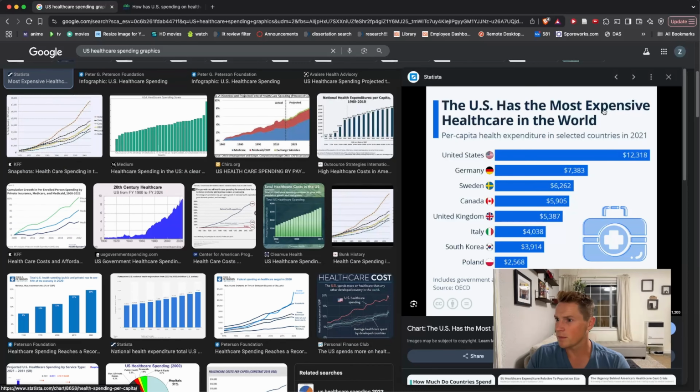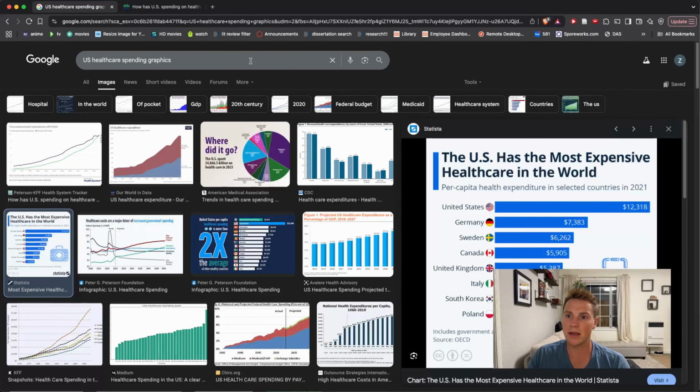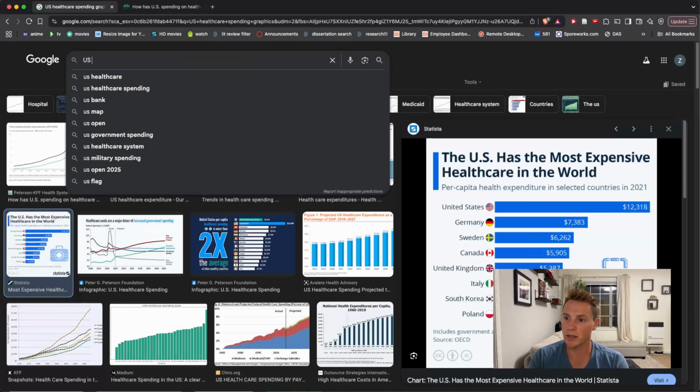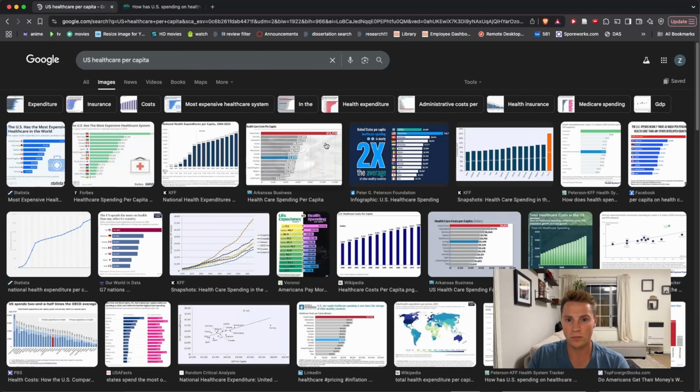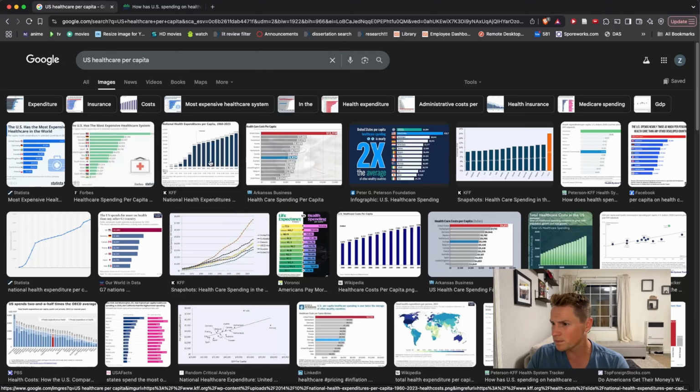This is the U.S. healthcare per capita compared to other countries, and it's only 2021, so we can look up probably 2023. So, U.S. healthcare per capita. Okay, KFF again. There's probably another one. Let's use this one for now.